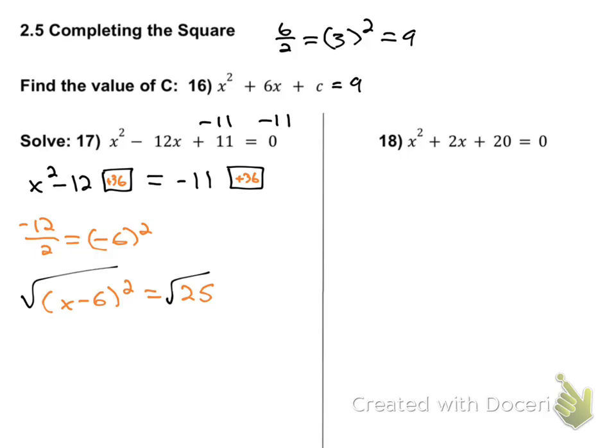Square root both sides. x minus 6 equals plus or minus 5. Add 6. x equals 6 plus or minus 5. So 6 plus 5 gives me 11. 6 minus 5 gives me 1.